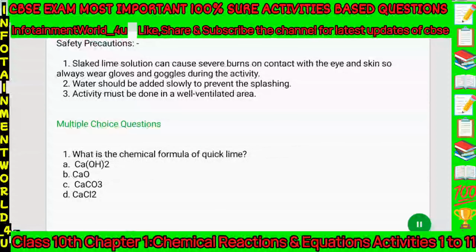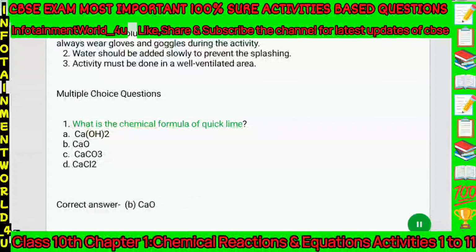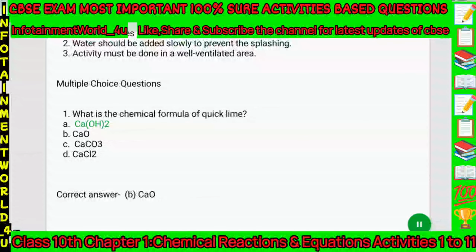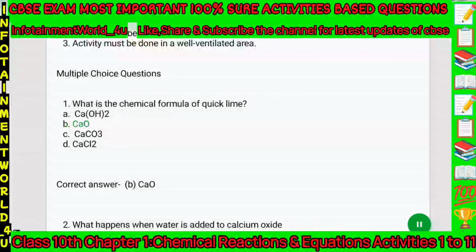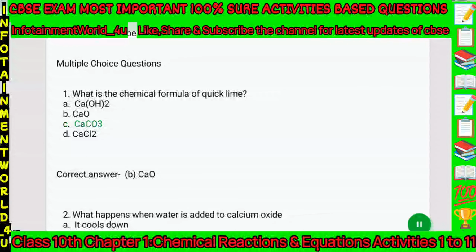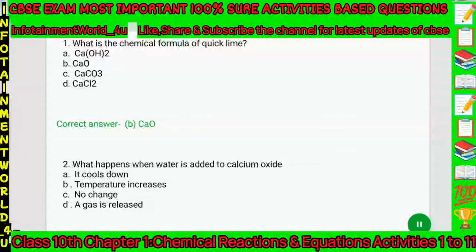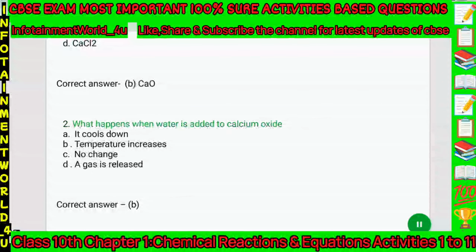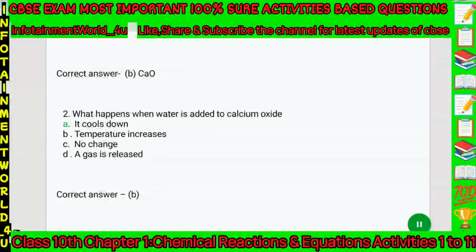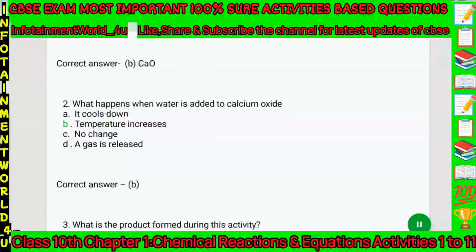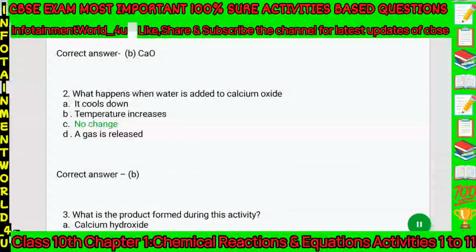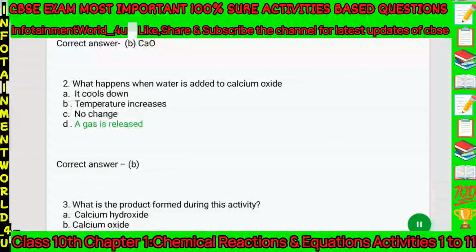Multiple choice questions. 1. What is the chemical formula of quicklime? A. CaO2. B. CaO. C. CaCO3. D. CaCl2. Correct answer B. CaO. 2. What happens when water is added to calcium oxide? A. It cools down. B. Temperature increases. C. No change. D. A gas is released.